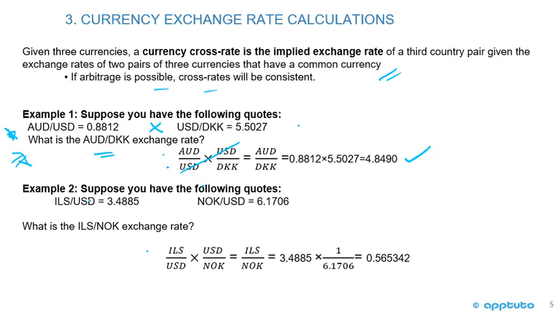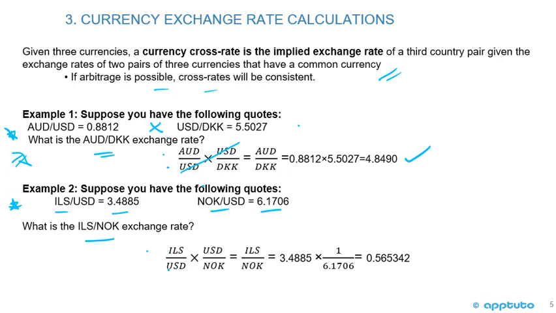Okay. Now this is the second example, and this is when on the first slide I put in bold red that in some cases you need to invert a rate, and this is the example here that you need to pay attention to. So we're given ILS to US dollar 3.4885 and NOK to US dollar 6.1706. So again, we've got three currencies and two rates. We can do a cross rate, but we need to adjust the math. So it's asking for the ILS to NOK exchange rate.